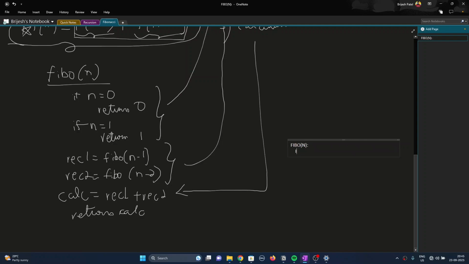The first thing that we do is we check if n is 0, then we would return 0. The second thing we do is if n is 1, then we would return 1. And then we would start our recursive calls. So the first recursive call will be calling fibo of n minus 1. The second recursive call will be calling fibo of n minus 2. And then we would do our third step in the recursive call, that is calculation, which is recursive 1 plus recursive 2, and that is what we return.